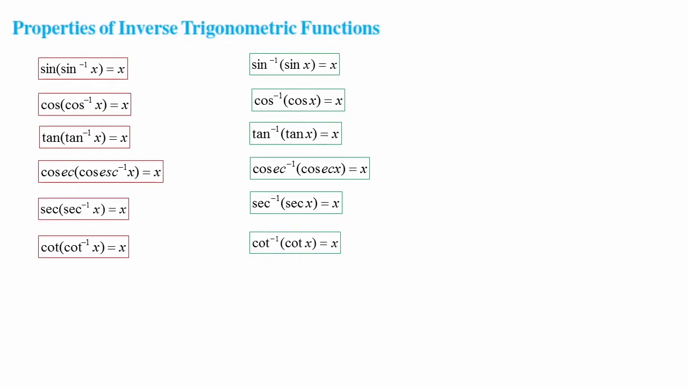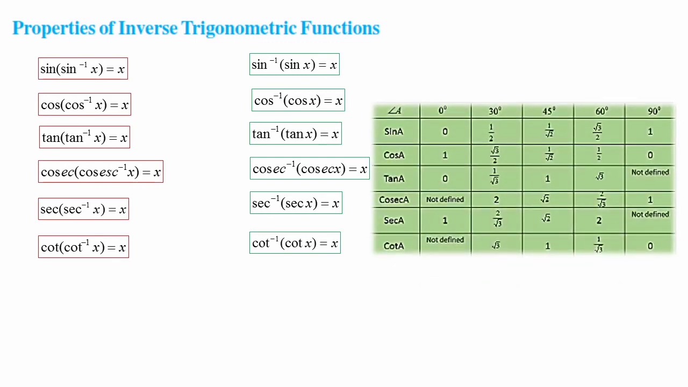Then in the previous class, we have discussed the table of values of angles 0 to 90 degrees: 0 degree, 30 degree, 45 degree, 60 degree and 90 degree. We have to use this table for writing the values. And please make sure that the angles are converted into radians.